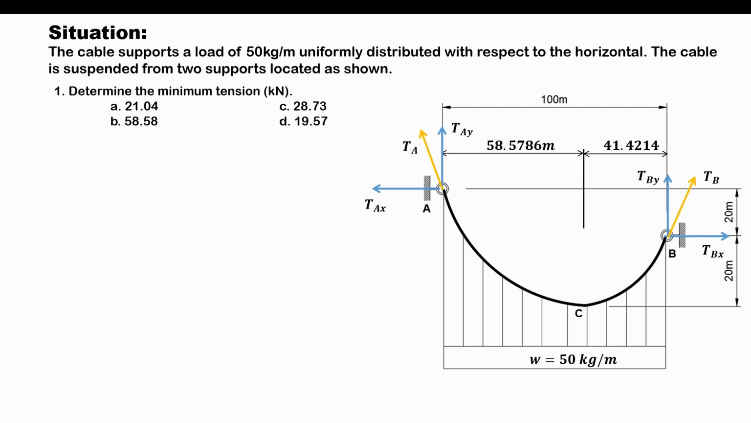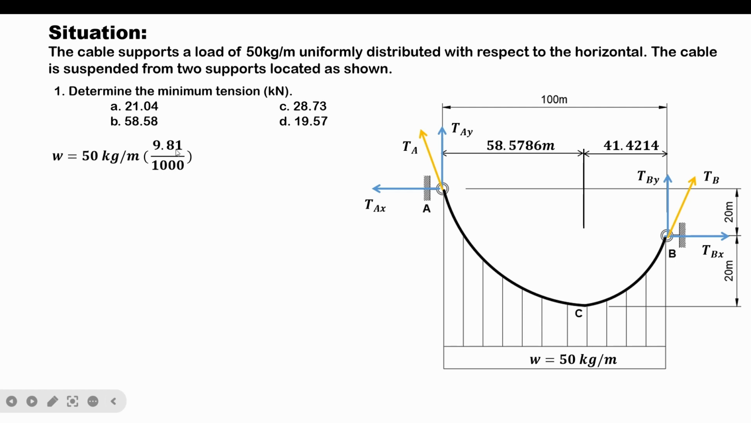Let's also convert the load that the cable is carrying into kilonewton per meter. So let's just multiply this value by this factor. Basically, this 9.81 here is the acceleration due to gravity.